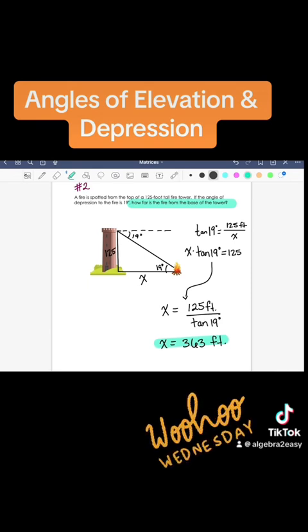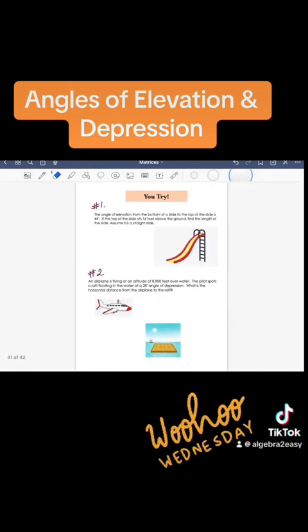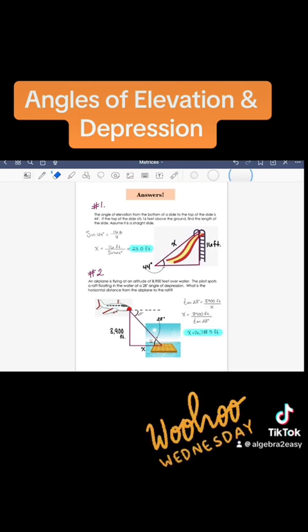All right, what I have next for you is some problems for you to try on your own. You have an angle of elevation involving a slide, and you have an angle of depression involving a pilot in an airplane seeing a raft floating in the water below. Here's the work and the answers to those two problems.